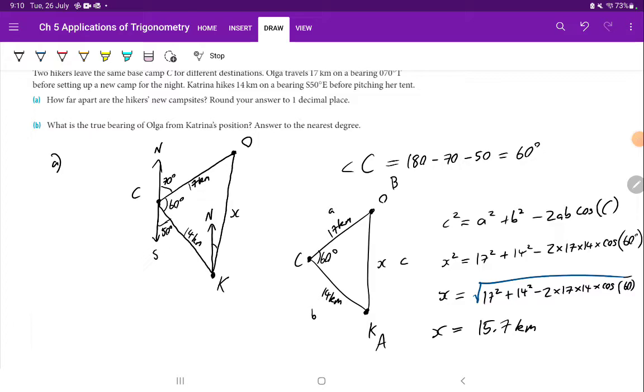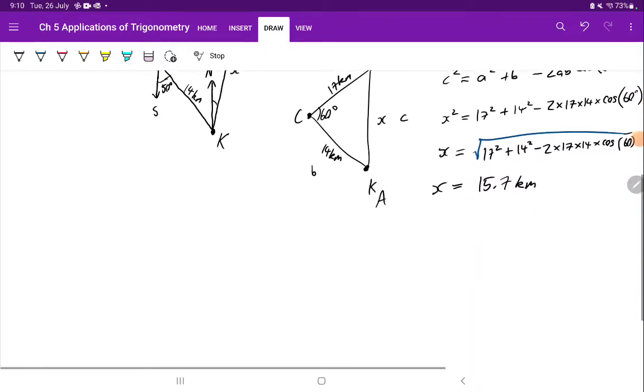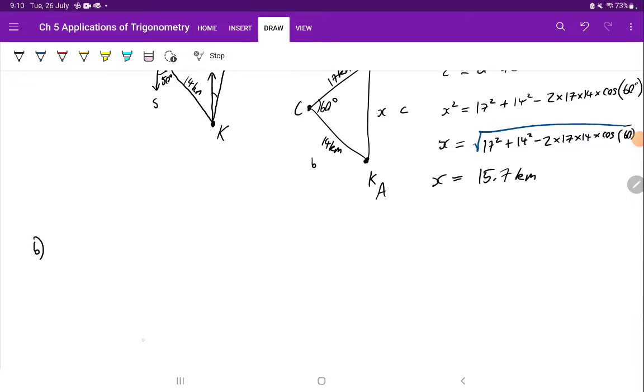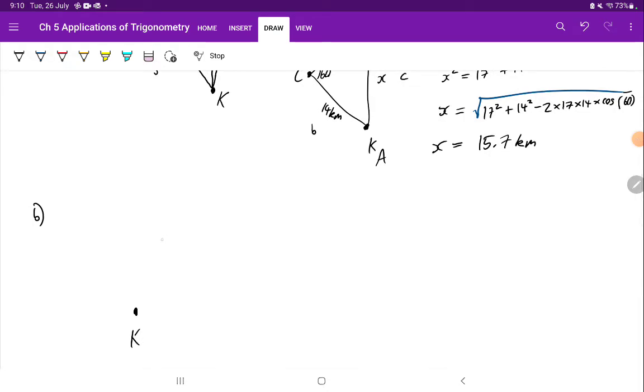Alrighty, and so we might go, okay, well, how do we do this? But again, redrawing the picture is going to help. So for part B, we've got Katrina down here, and I'm going to exaggerate it a little bit. Let's make Olga up here. Draw a north line straight up, and then have a little east line as well.